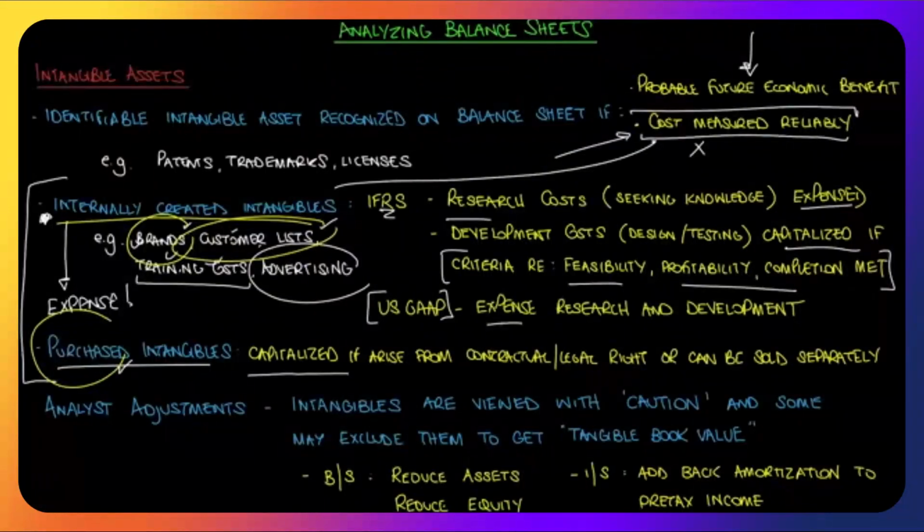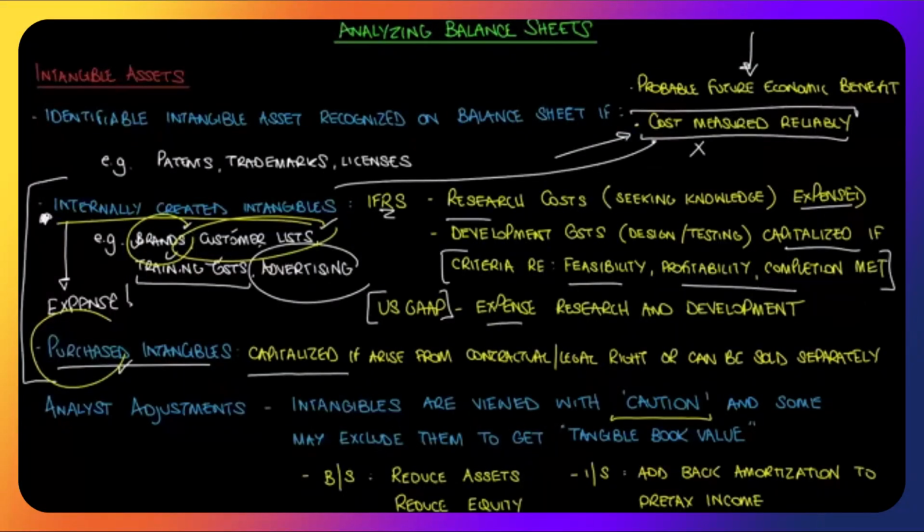You can see at the bottom. They're viewed with, and these are the words of the CFA Institute, not myself, they are viewed with caution for all the reasons we've just talked about. Some may exclude them to get tangible book value. So if you see a question in the exam or in life, if you're looking at a balance sheet and you think, I'm not sure of the value of these assets, to be honest, you can exclude them and just take a tangible book value.